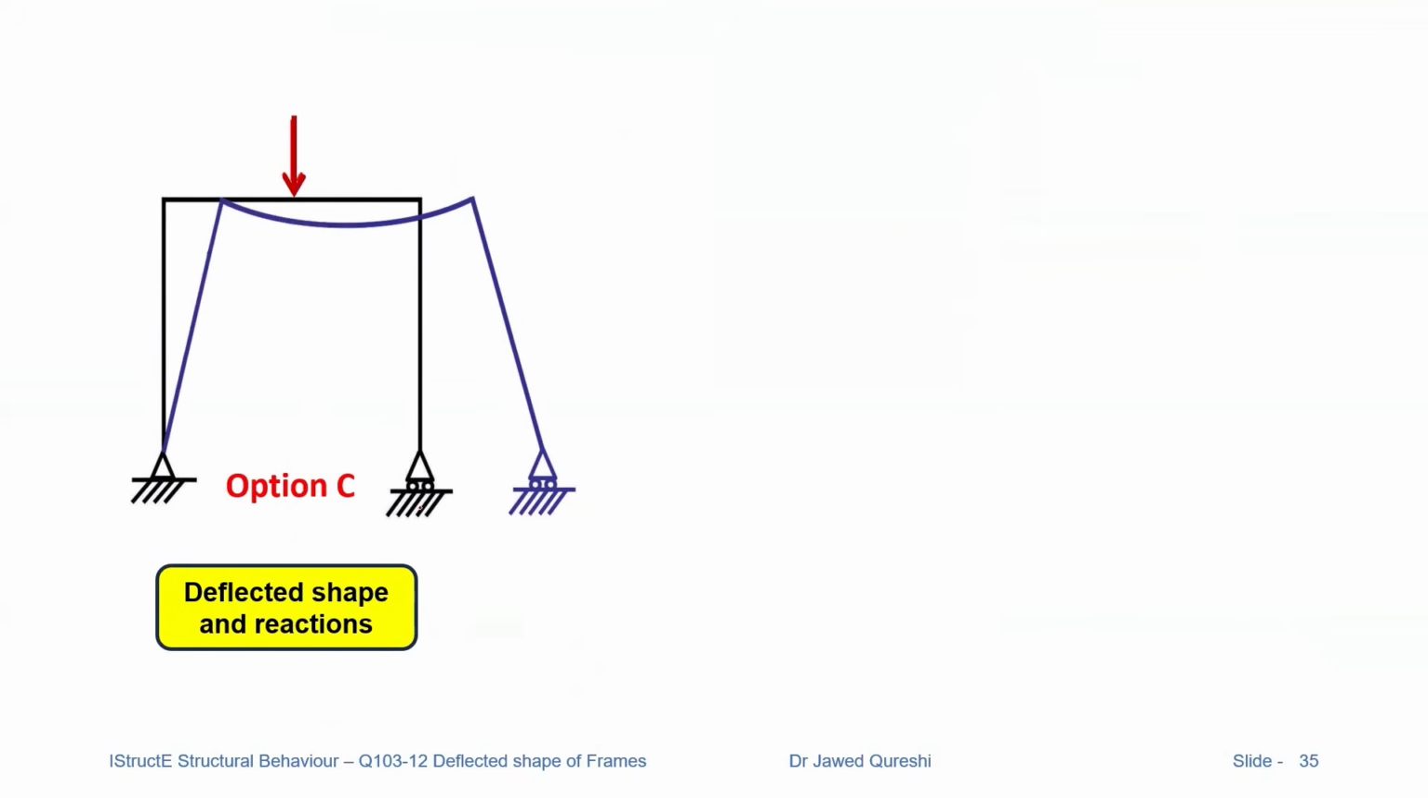Once deflected shape is drawn, then I will draw the reaction. So direction of tension is here, sagging only, upward reaction. There is no horizontal reaction. So when there is no horizontal reaction because it's a roller support, then we will not have any horizontal reaction over here at pin support. Pin support will normally have a reaction, but here because horizontal reaction is released at a roller support, that's the reason we will not have any horizontal reaction at pin support.